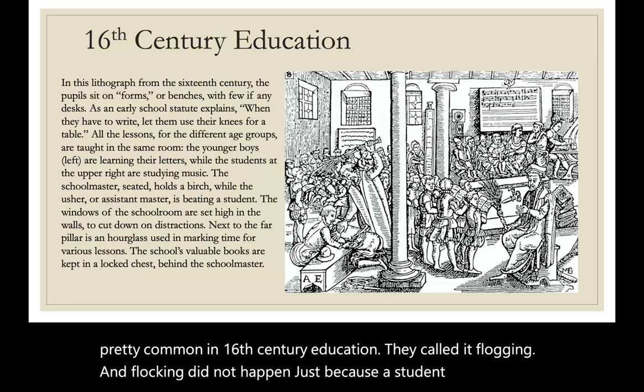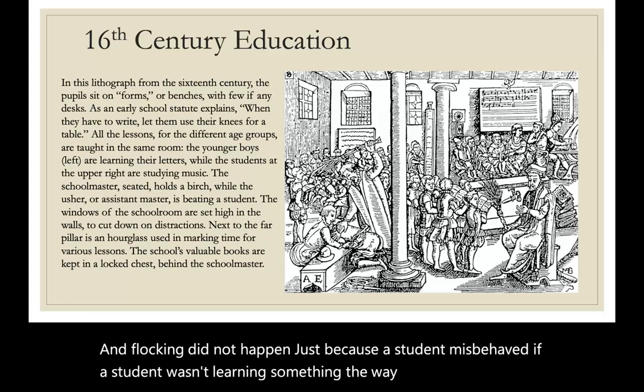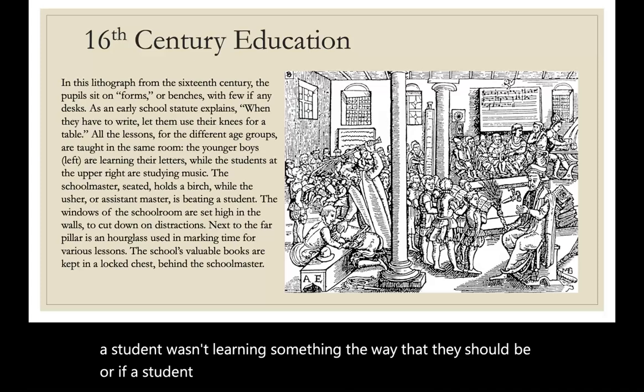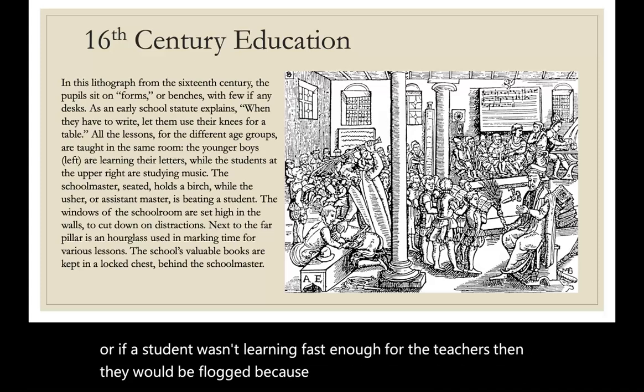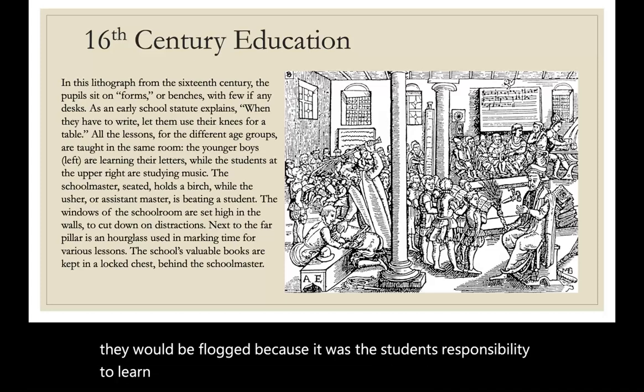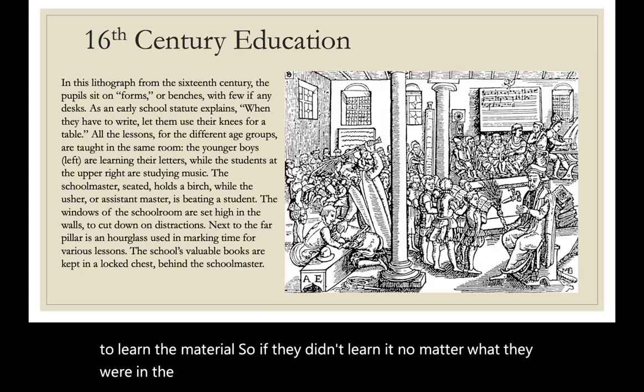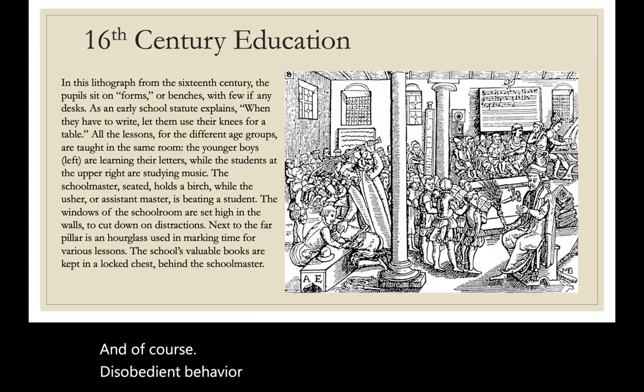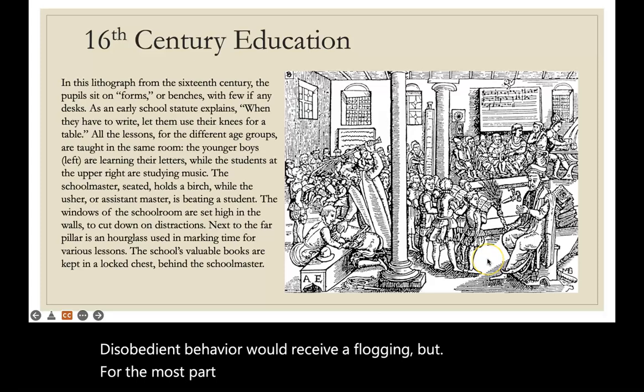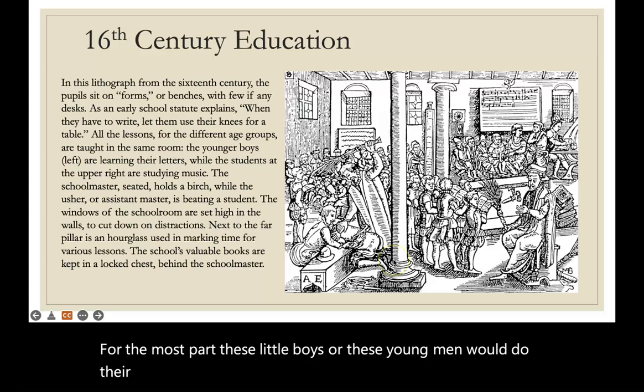And flogging did not happen just because a student misbehaved. If a student wasn't learning something the way that they should be, or if a student wasn't learning fast enough for the teachers, then they would be flogged, because it was the student's responsibility to learn the material. So if they didn't learn it, no matter what, they were in the wrong, so they would be flogged. Of course, disobedient behavior would receive a flogging, but for the most part, these little boys or these young men would do their studies simply to avoid the violence of flogging.